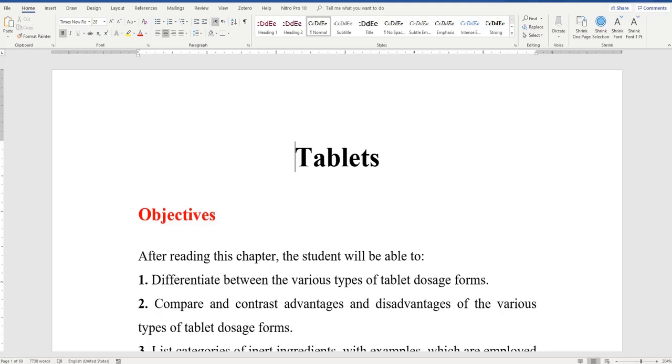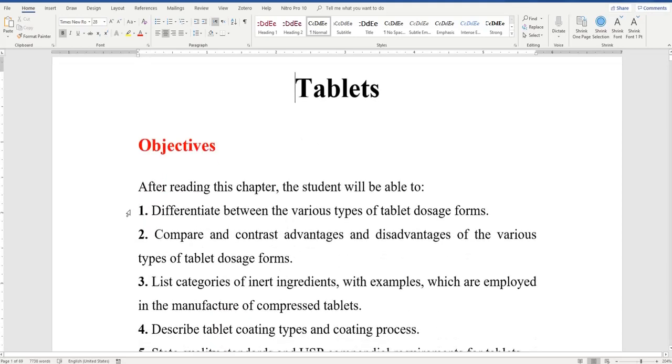As we do always with the topics that we discuss, the first thing we talk about is the objectives, or the learning outcomes from this topic. Now, the first learning outcome is for you to identify and differentiate between different types of tablet dosage forms. This means that tablets are available in different forms. So you need to know the difference and the use, or advantage and disadvantage, of various types of tablet dosage forms.